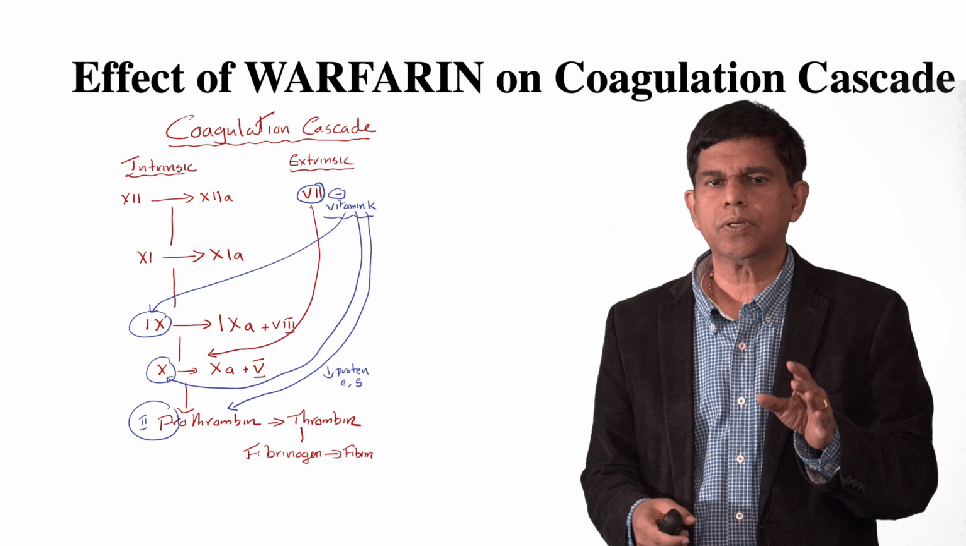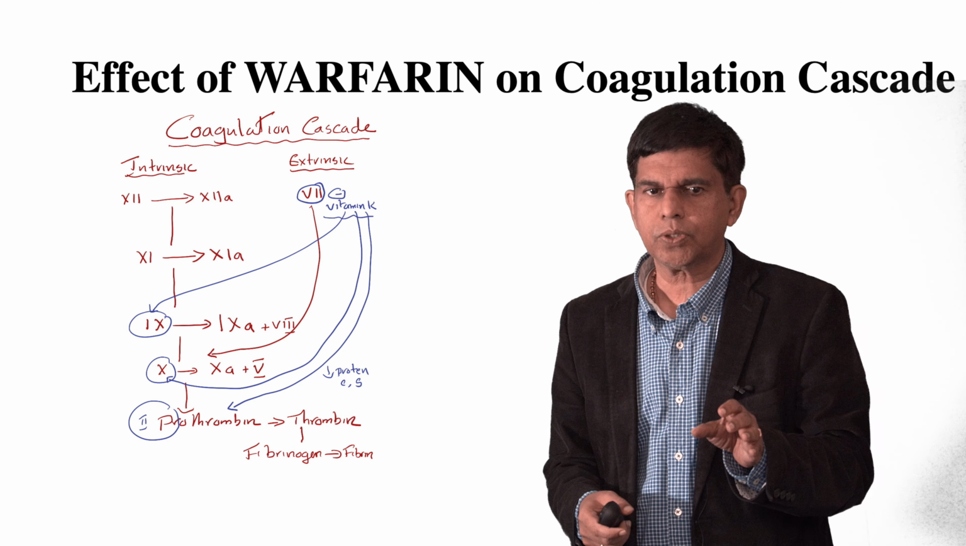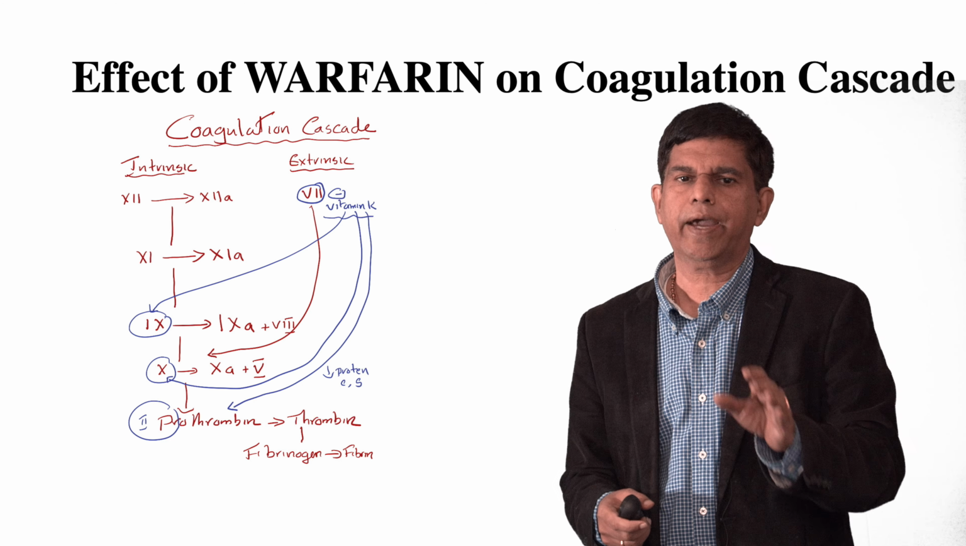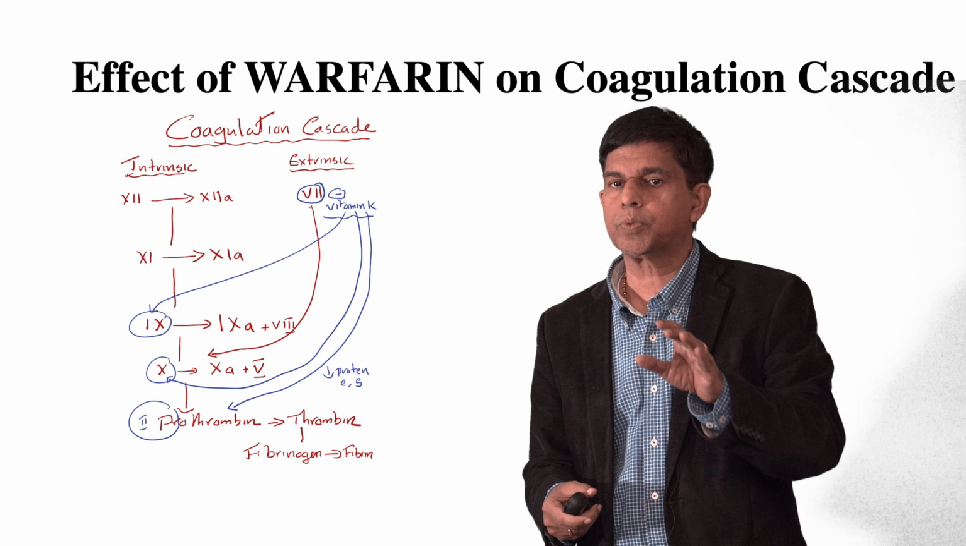Now, warfarin: the effect is on factor 2, which is prothrombin, and then factor 7, factor 9, and factor 10. So those are the four areas. It also decreases protein C and protein S.